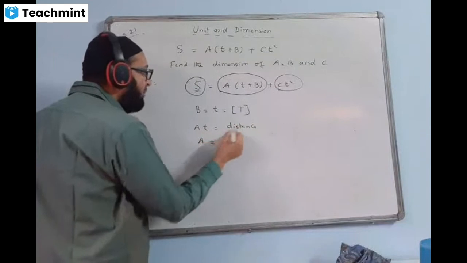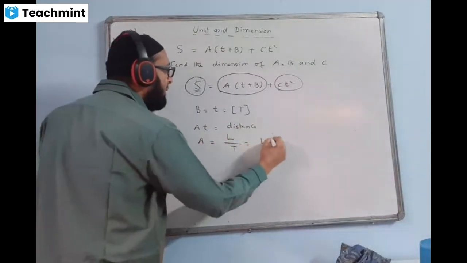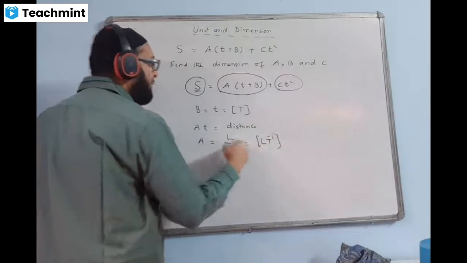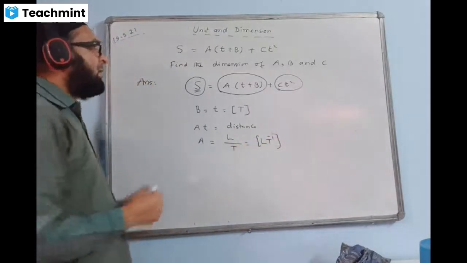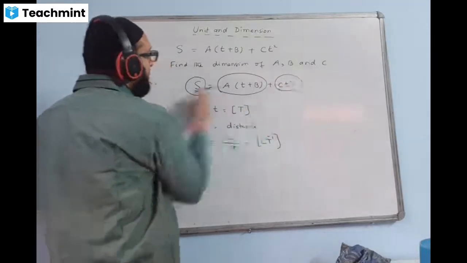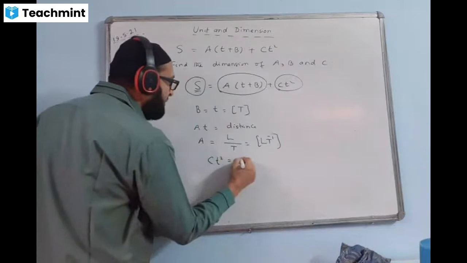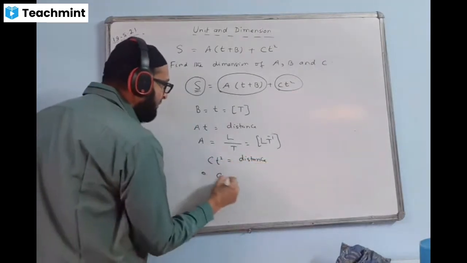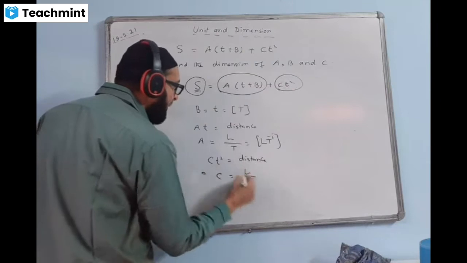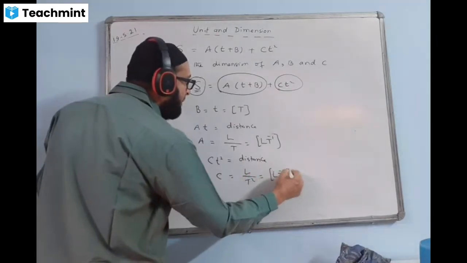Therefore, A will be equal to distance over time. Distance is L and time is T, so this will become LT^-1. The unit of A is LT^-1. Now it says CT² as a whole will represent S. S means distance. Write down like this: CT² is equal to distance. Therefore, C will be equal to distance L over time T², which becomes LT^-2. So this is the dimension of C.